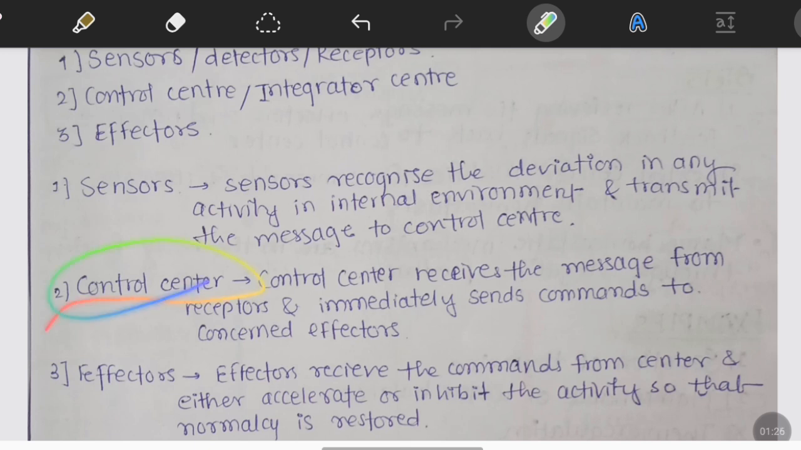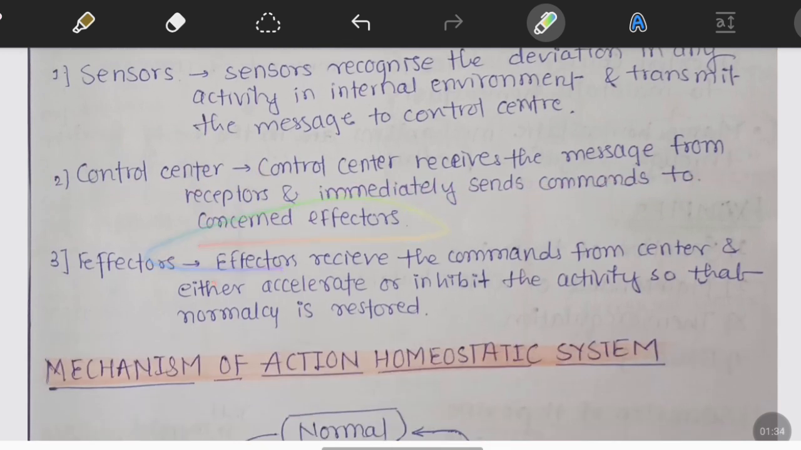Then the control center. The control center receives the message from receptors and immediately sends a command to the concerned effectors. It may be our hypothalamus, pituitary gland, or our brain or spinal cord, etc. The effector receives the commands from the center and either accelerates or inhibits the activity so that normalcy is restored.